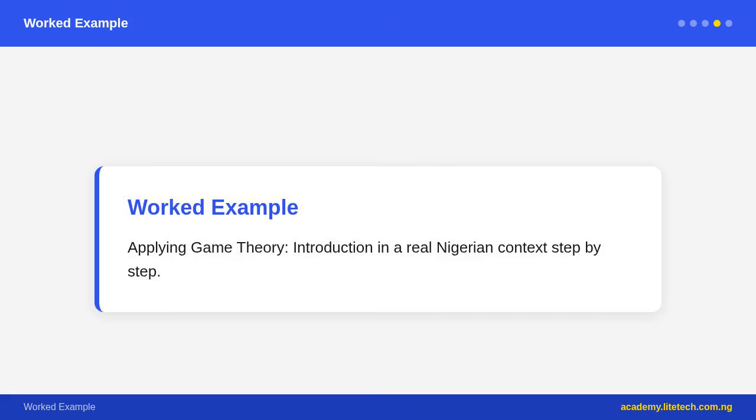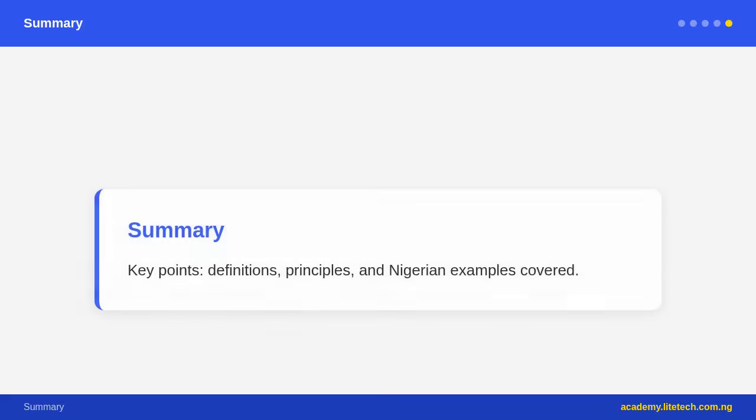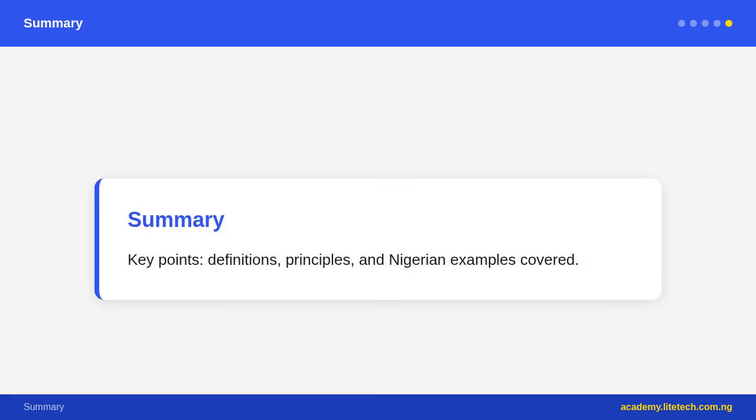Nash equilibrium: both defect, mutual defection, even though both cooperating would be better for both. This illustrates why collective action problems arise. Individual rationality can lead to collectively worse outcomes.